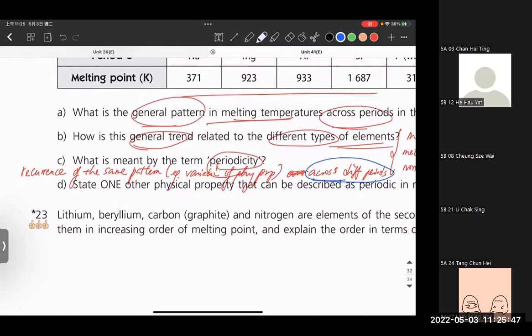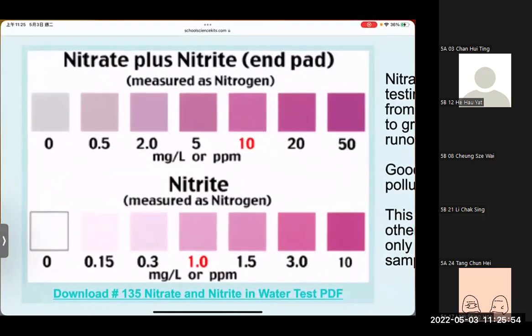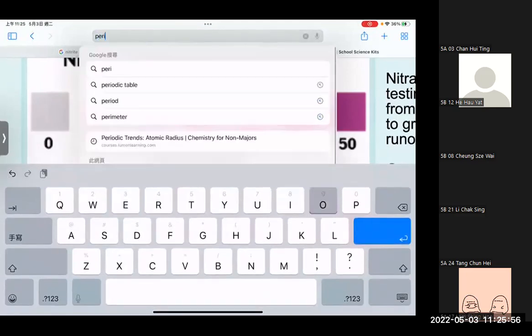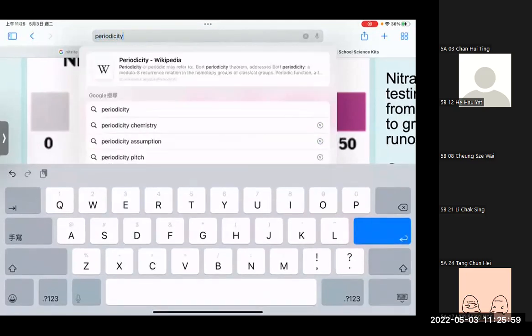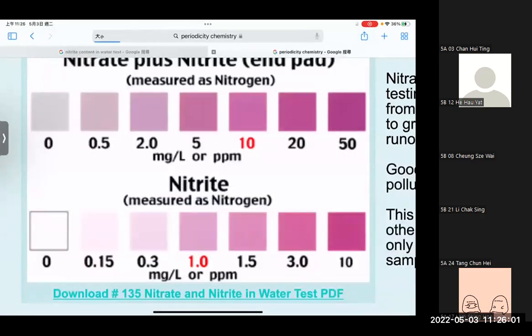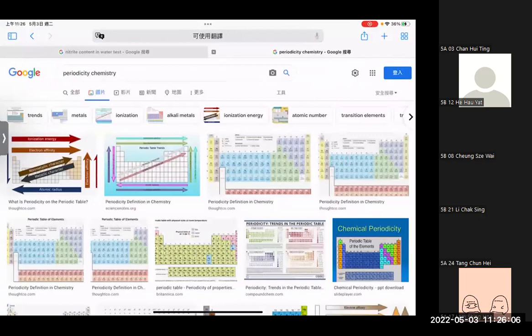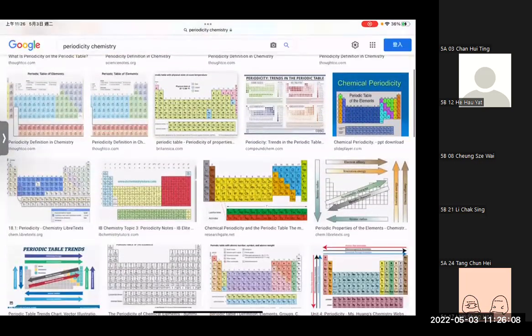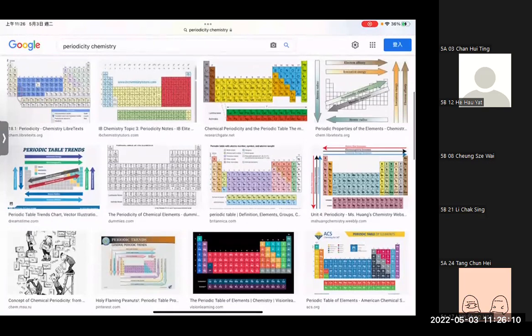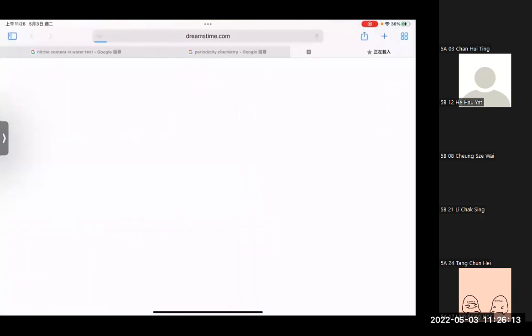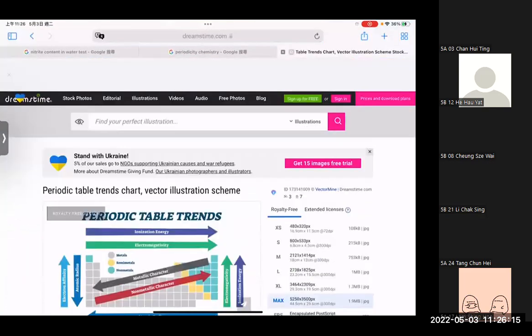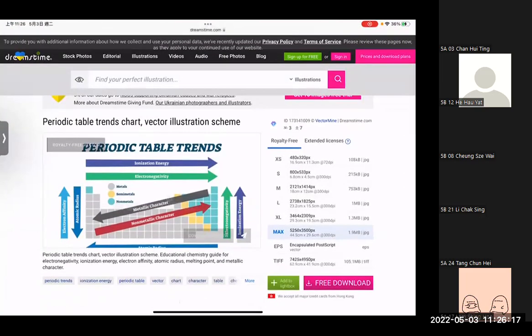If you love chemistry, you may get to know, if you want to talk about periodicity, now you search on the web, periodicity, and then chemistry. Now you may see so many various periodic patterns that you may find. And it will give you some more ideas about periodicity.